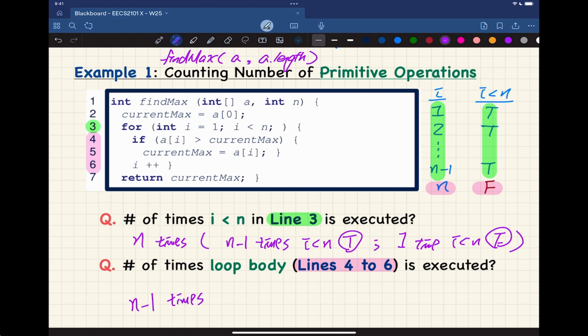So what we should do now, we are now ready. We already answered the trickiest question for this problem. And now we're going to count the primitive operations line by line. And of course, you don't count the header. Don't do that. We're going to start from line number 2. All right, for line number 2, how many primitive operations do we have?